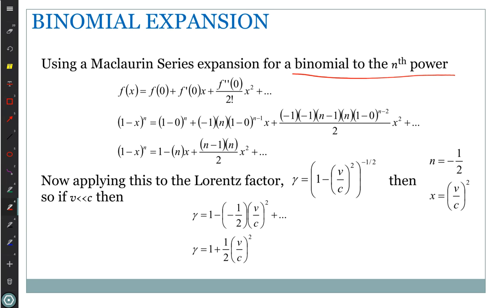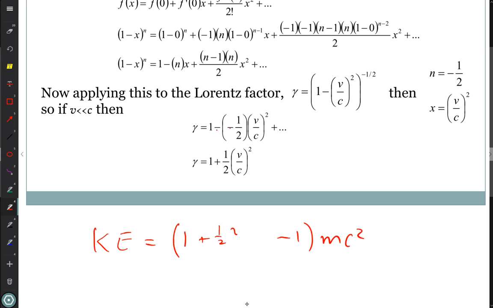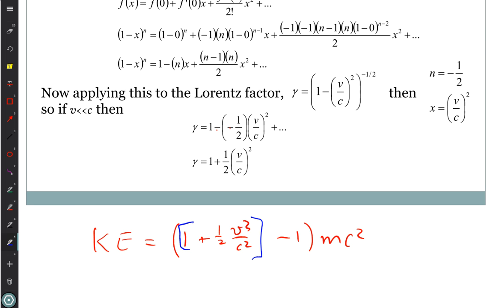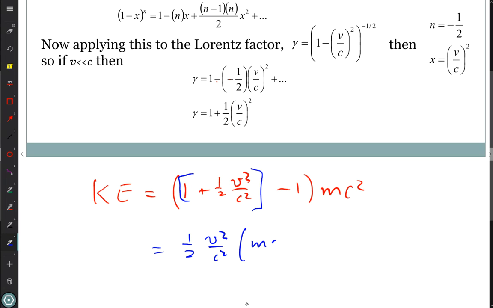So that means in the limit where we're going much less than the speed of light, our kinetic energy is equal to gamma minus 1 times mc squared, right? Actually, it's minus and minus, so it's plus 1/2 v squared over c squared. So this right here is gamma. But 1 minus 1 is 0. Thank you. And thus, the kinetic energy is just equal to 1/2 v squared over c squared times mc squared. Cancel the c squareds. 1/2 mv squared.